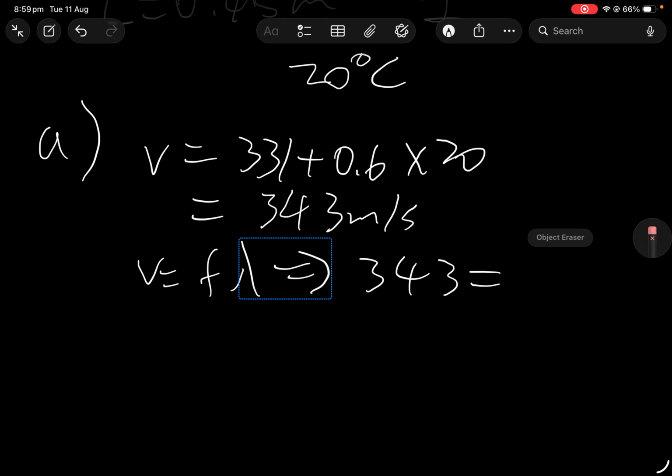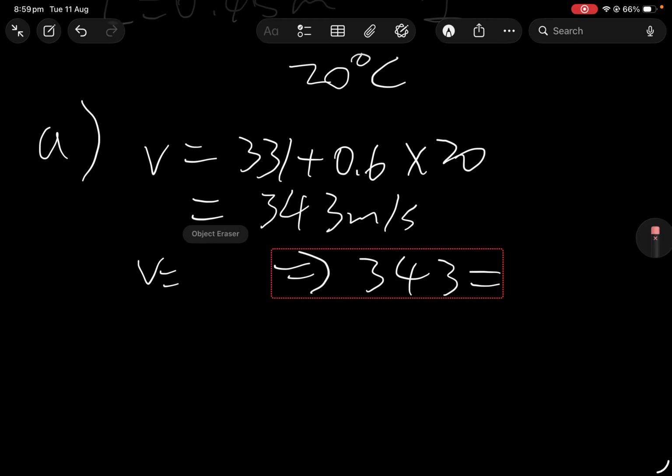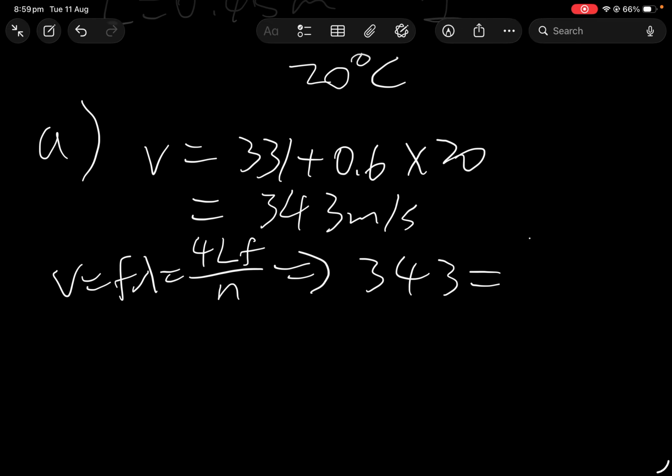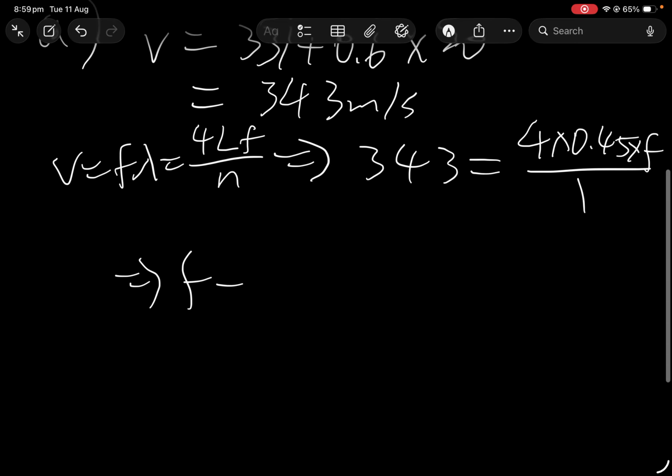Actually, no, we can't use this equation, or we can, but we're going to make it different. V equals f lambda, but because it is a closed pipe, it's f equals nV over 4L. So it's 4 times 0.45 times f over 1. So that means f equals 343 divided by 4 times 0.45, which is about 190.